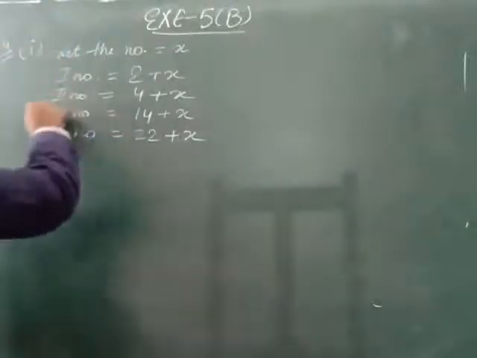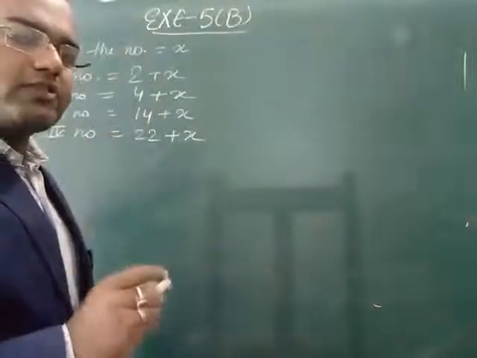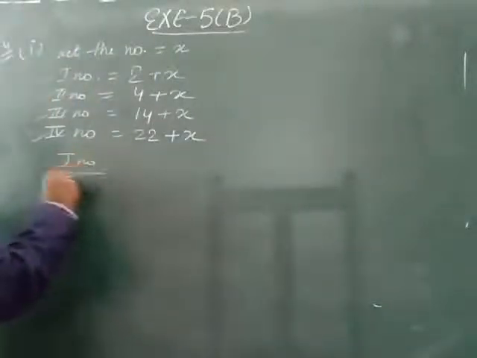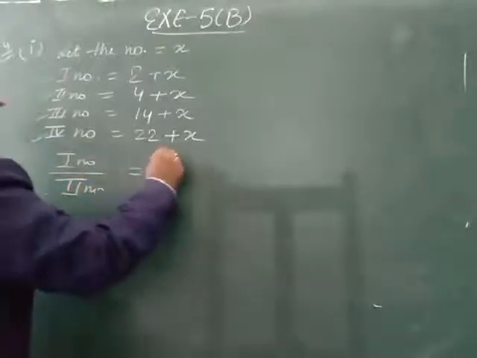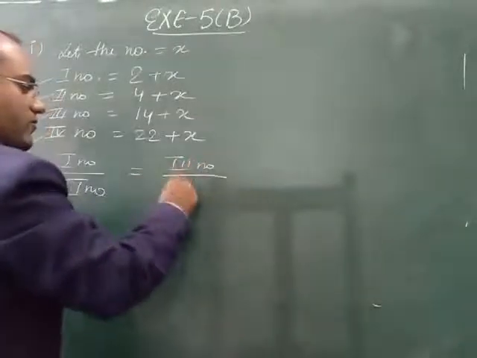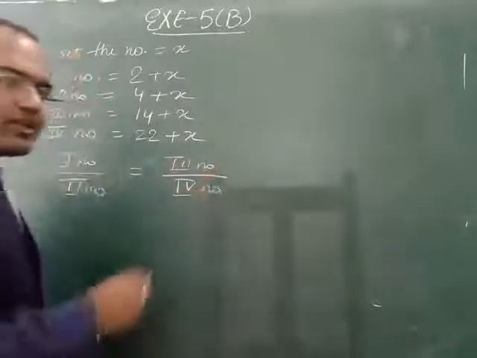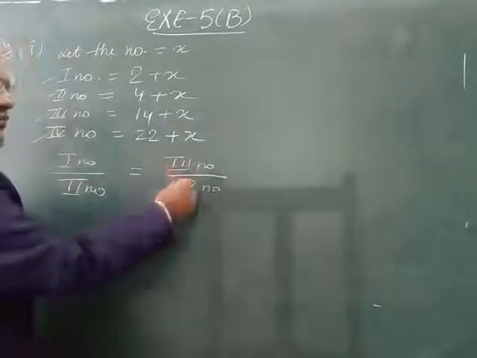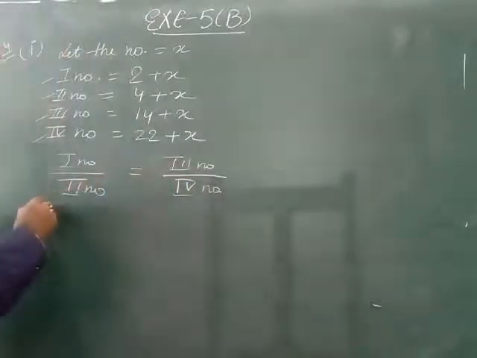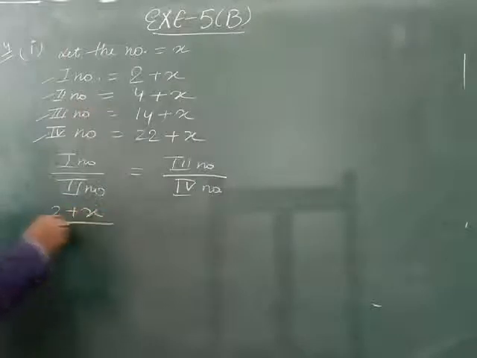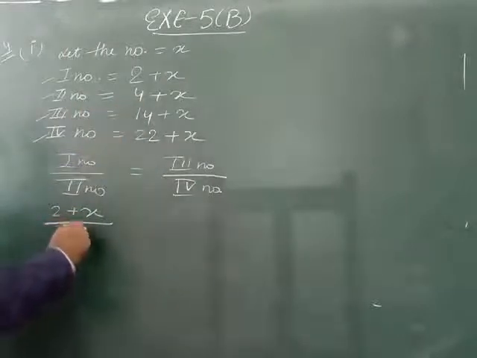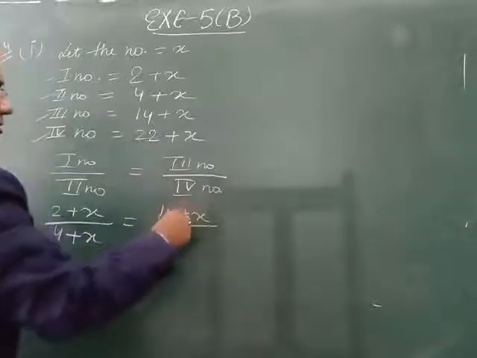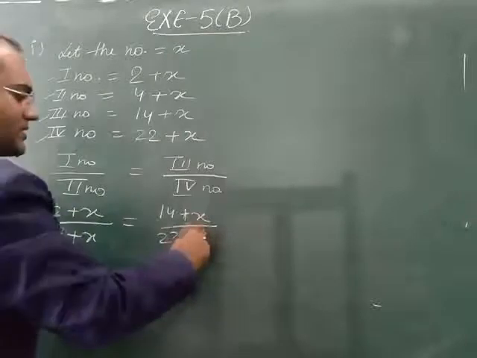Now these 4 numbers are in proportion. It is given in the question. Proportion means first number upon second number equals third number upon fourth number. Proportion means the ratio of first and second is the same as the ratio of third and fourth. Now we put the values: 2 plus x upon 4 plus x is equal to 14 plus x upon 22 plus x.